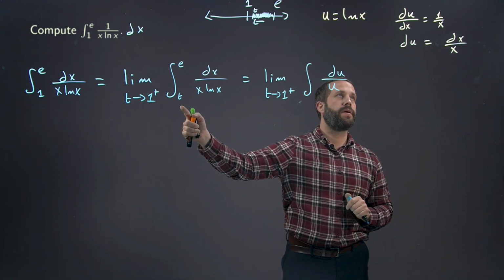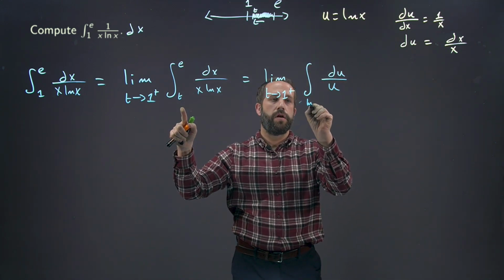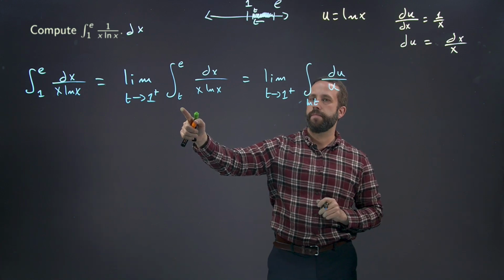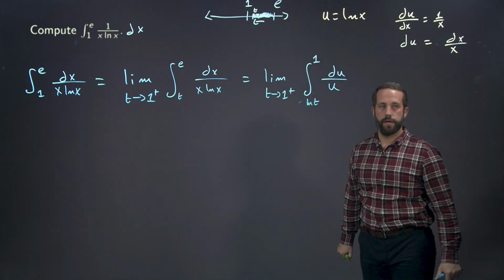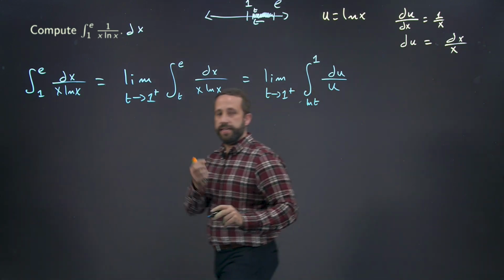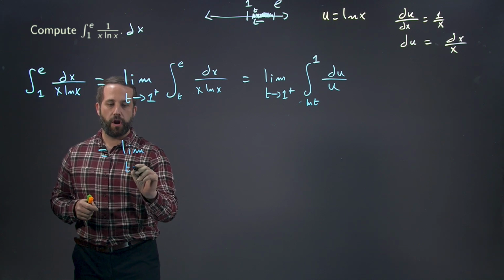And now I need to change the limits on the integral. So u is equal to the natural log of x. So this is going to be the natural log of t to the natural log of e. The natural log of e is 1. And again, we're not really doing anything with the limit so far.